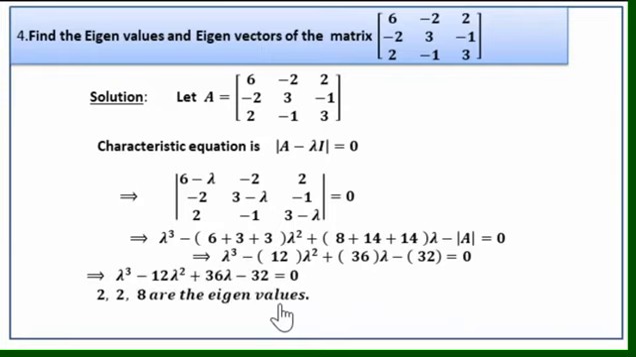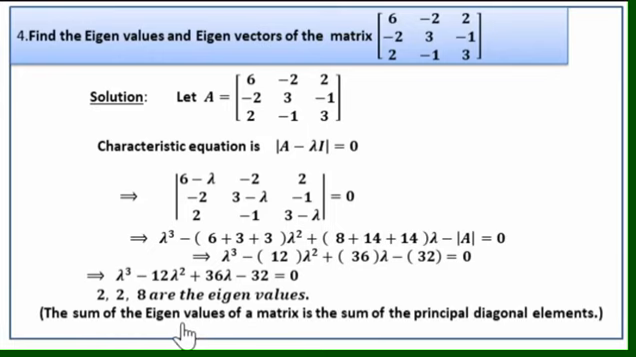The roots are 2, 2 and 8. Actually, if you use a calculator, we get only two roots, 2 and 8, and to get the repeated root 2 you can use this property: the sum of eigenvalues of a matrix is the sum of the principal diagonal elements. Using the calculator we get 2 and 8. So the sum of the eigenvalues should be the sum of the principal diagonal elements, 6 plus 3 plus 3, that is 12. If we have 8 plus 2, then to get the third eigenvalue we use the property that the sum of the eigenvalues is equal to 12, so the repeated root must be 2, not 8. So we have 2, 2, 8 as the eigenvalues.